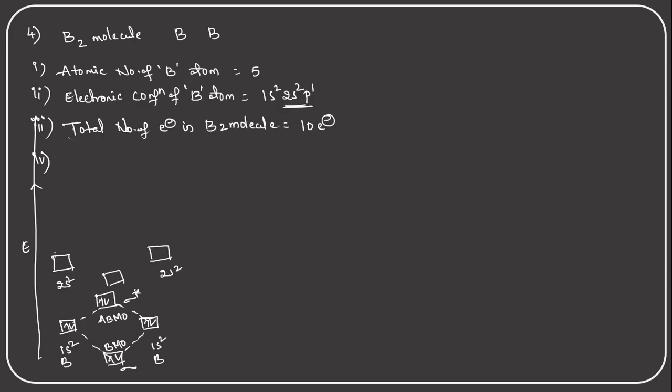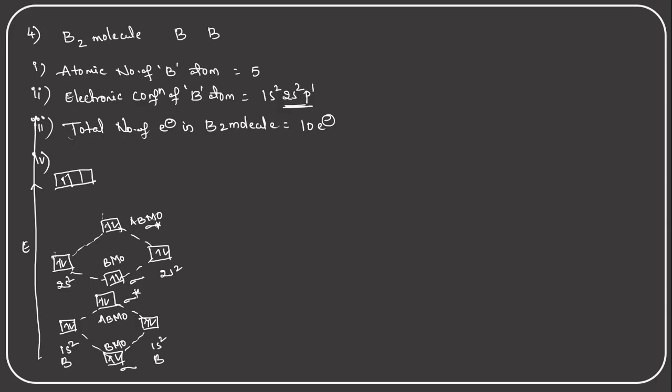So, here this will be the bonding molecular orbital and this will be the anti-bonding molecular orbital. So, here I am combining with each other, and here two electrons are there, here also two electrons are there. So, this is the sigma and this will be the sigma star.